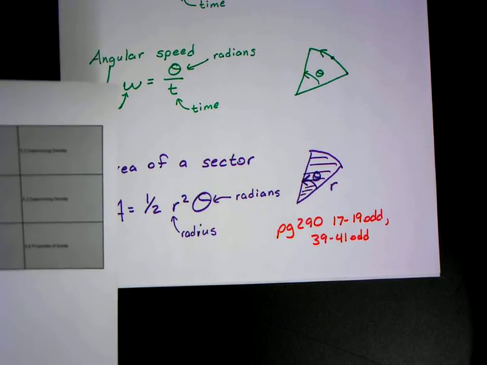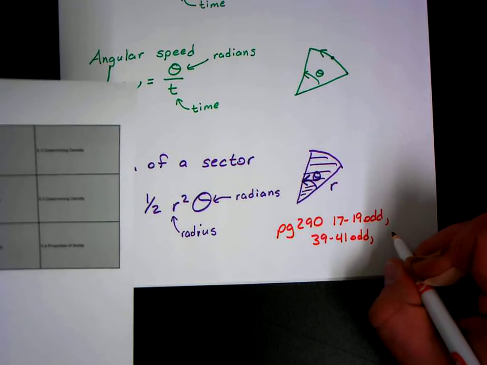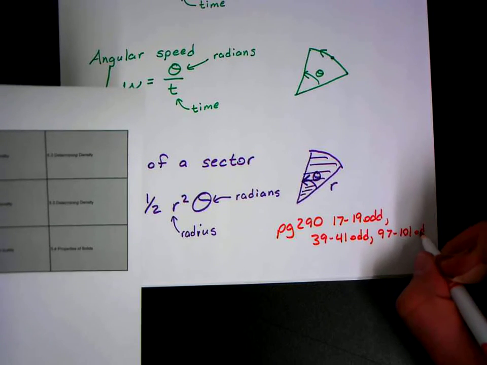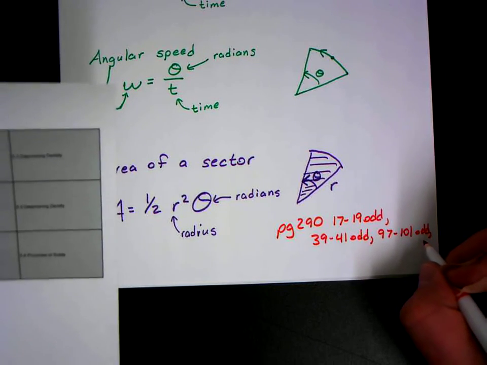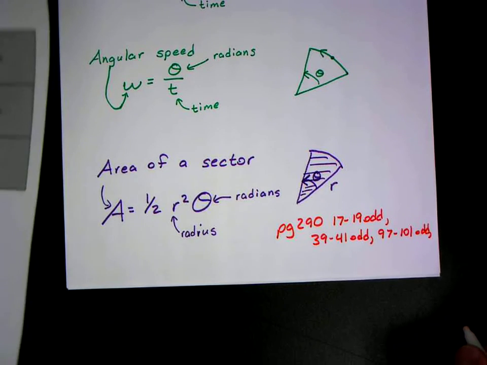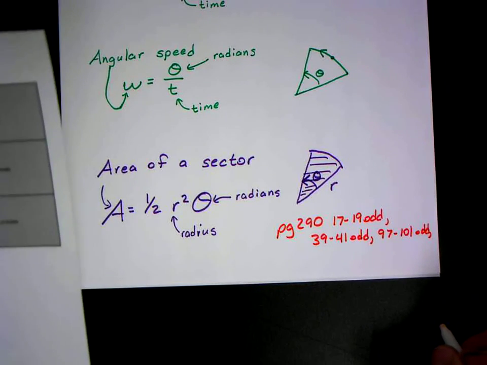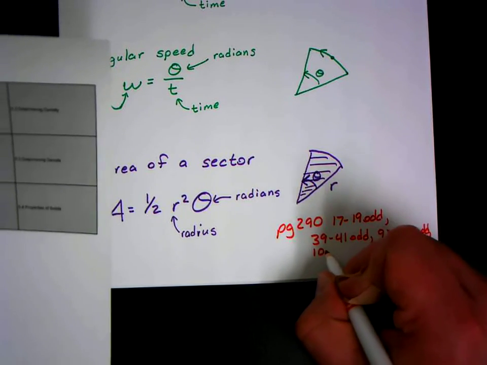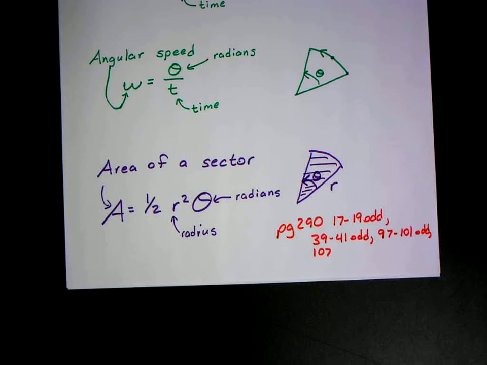I'm writing way more than I need to write. 17 through 19 odd is actually 17 and 19. 39 through 41 odd is 39 and 41. I might as well put 107 odd. 97 through 101 odd, there's actually a number in between those two.